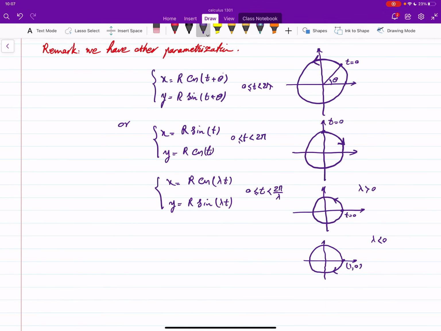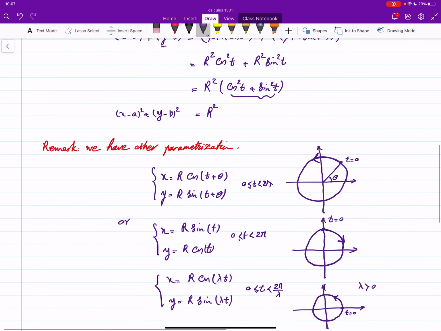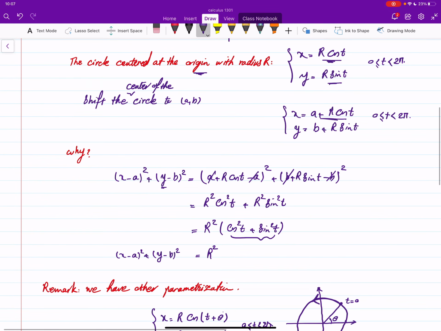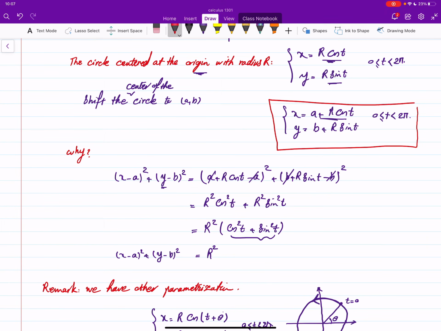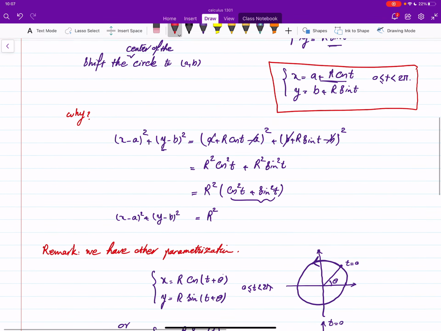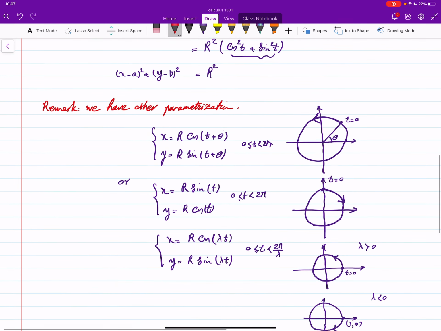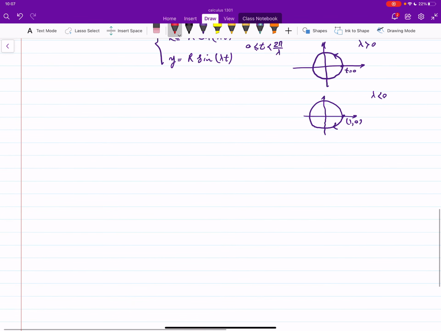So all these ones are different parameterizations. The standard one, which is the important one you have to keep in mind, is this one, and the parameter is enough to go up to 2 pi. If you go beyond 2 pi, it will still give you the circle, but you're basically going over the circle again and again. Okay. Well, let me finish the video.